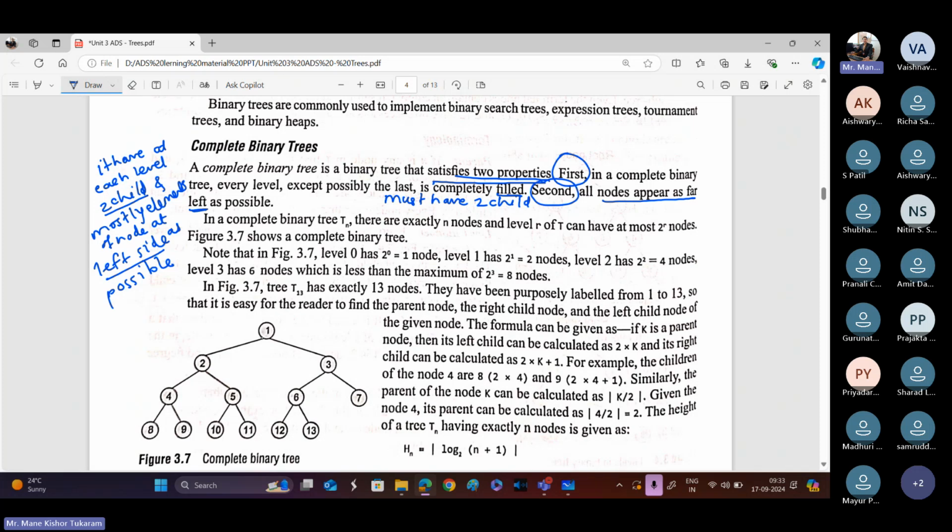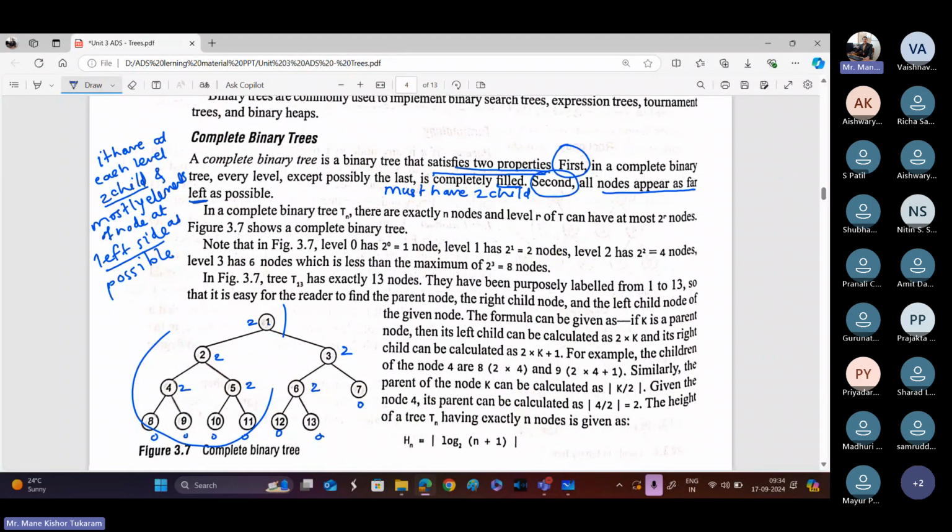Okay, so you might observe this. One has two children, two has two children, four has two, five has two, six has two, then three has two, and the leaf nodes have zero children. So there is no option of one child inside a complete binary tree. That's why it is called a complete binary tree. And the contents are mostly at the left side, not at the right side.